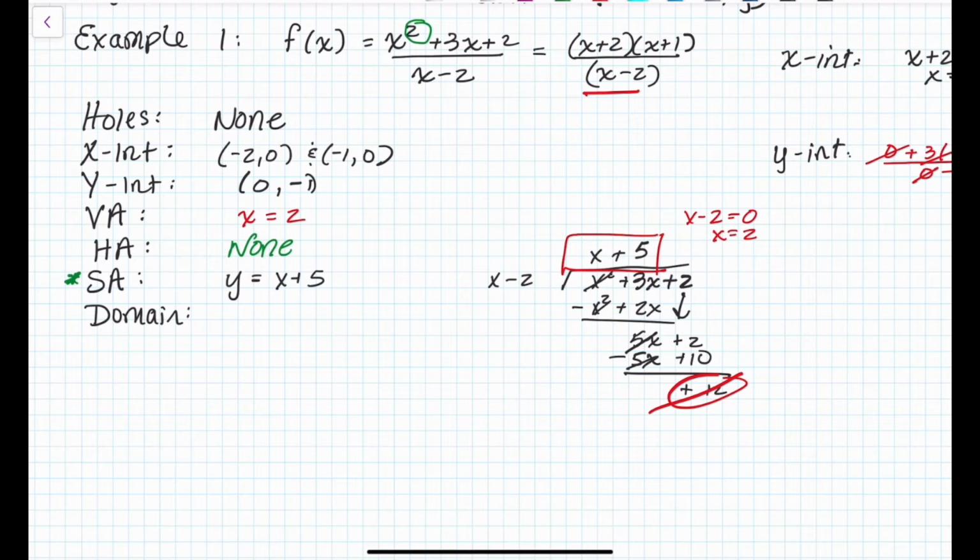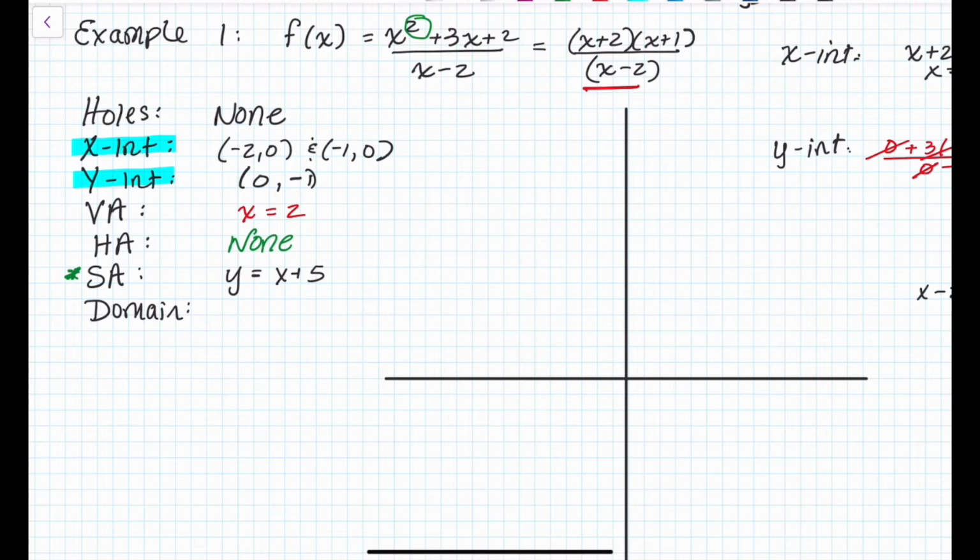So now let's talk about the domain. So the function is not defined when x equals 2. So I can use my vertical asymptote here, and I'm reading my graph left to right when I'm trying to identify the domain. So I'm going to say from negative infinity until I get to x equals 2, and then from 2 to infinity.